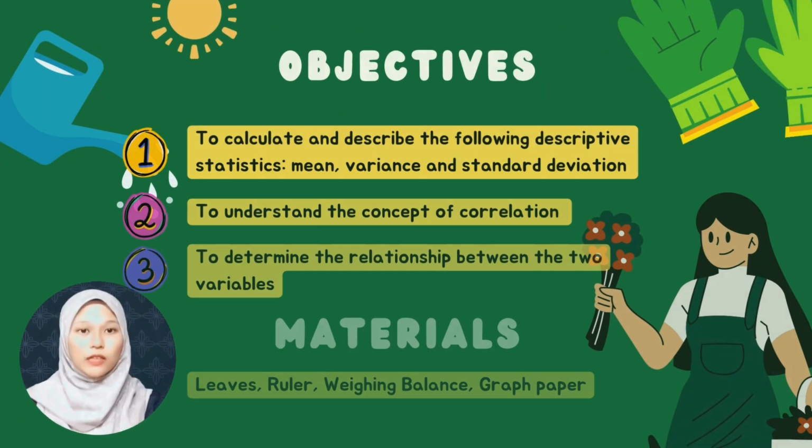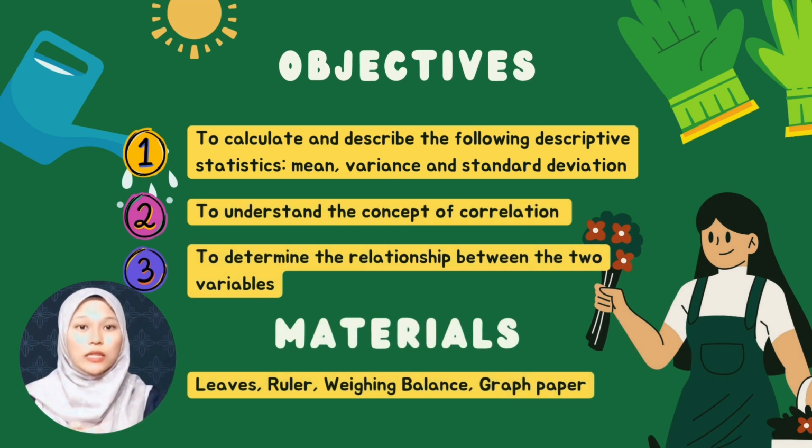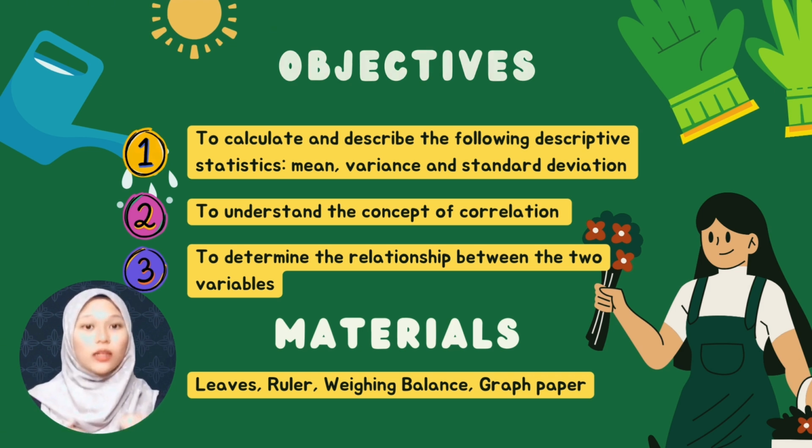Next, about the objectives in this practical. There are three objectives. Number one is to calculate and describe the following descriptive statistics: mean, variance, and standard deviation. Second is to understand the concept of correlation, and last, number three, is to determine the relationship between the two variables. Materials that we use in this practical are a leaf, ruler, weighing balance, and graph paper.